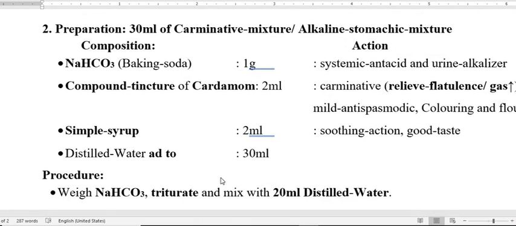Now we have to go through the second and the last preparation. We are going to prepare another carminative mixture, which we call the alkaline stomachic mixture.